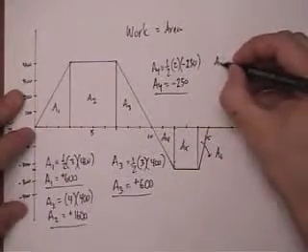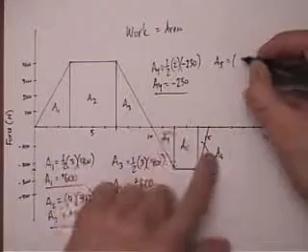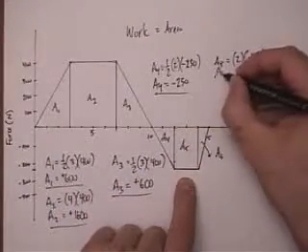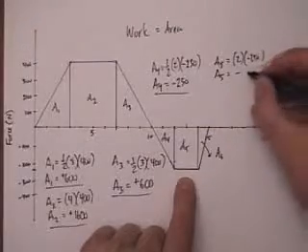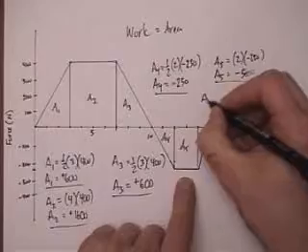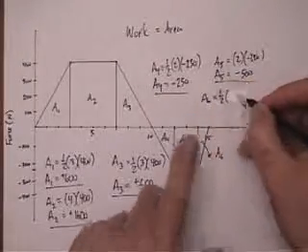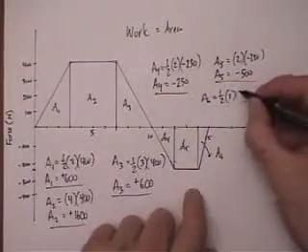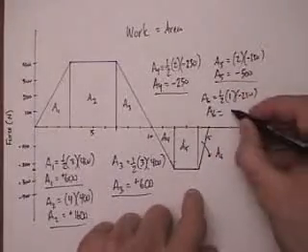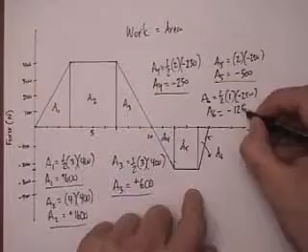Area 5, base times height, 2 meters, minus 250. Your area 5 ends up equaling minus 500. And finally area 6, last one, 1/2, base 1 meter, height minus 250. Your area 6 ends up being minus 125.